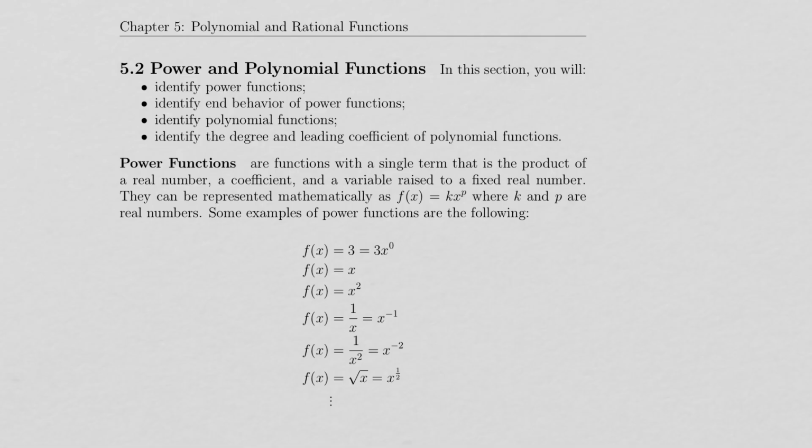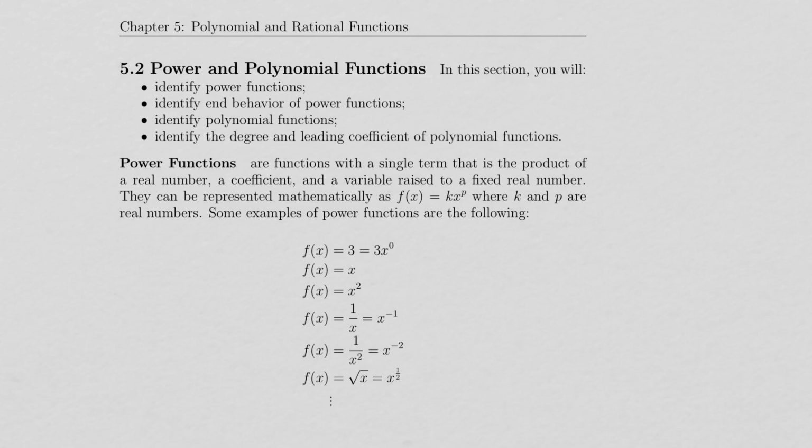So in this section I want to talk about power functions and polynomial functions. In particular, I want to talk about how to find the end behavior of power functions and polynomial functions. The end behavior means, as x gets really small, like goes to negative infinity, what happens to the output? And as x gets really large, goes to positive infinity, what happens to the output?